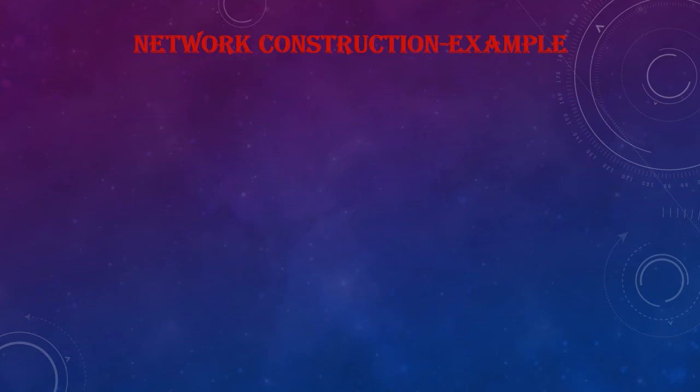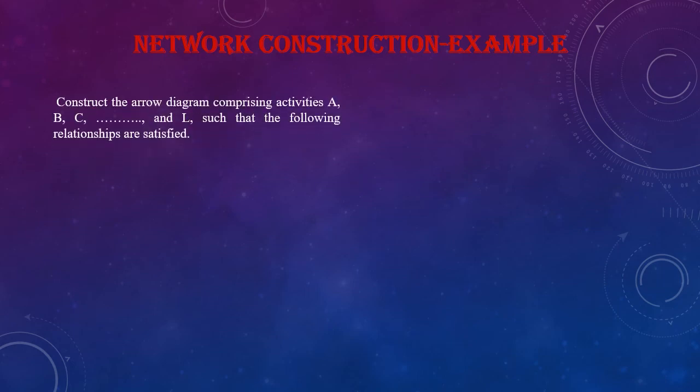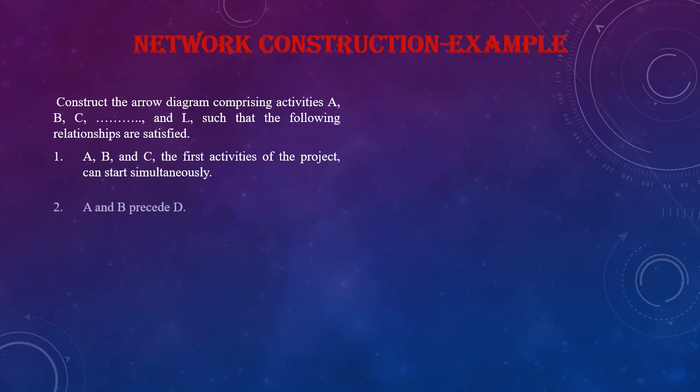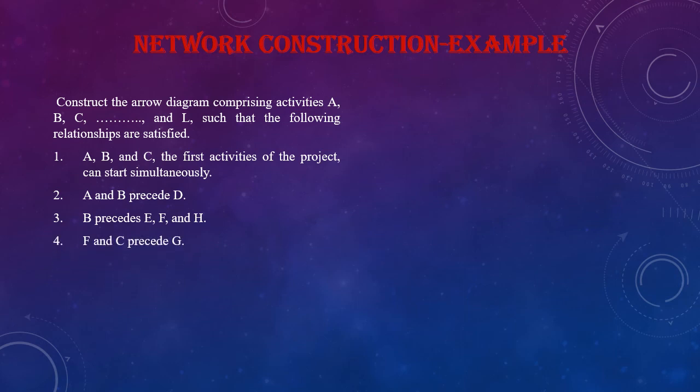So here I am showing an example for network construction. Construct the arrow diagram comprising the activities A, B, C, etc. up to L such that the following relationships are satisfied. A, B and C, the first activities of the project, can start simultaneously. A and B precede D. B precedes E, F and H. F and C precede G.